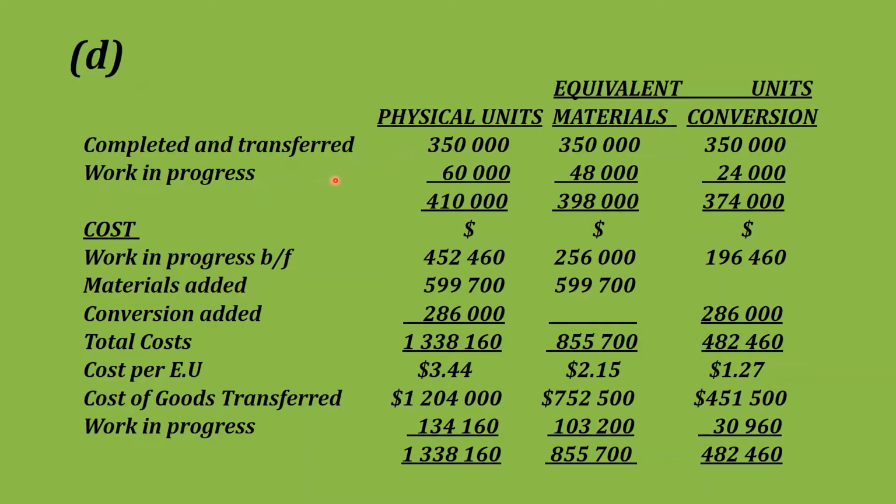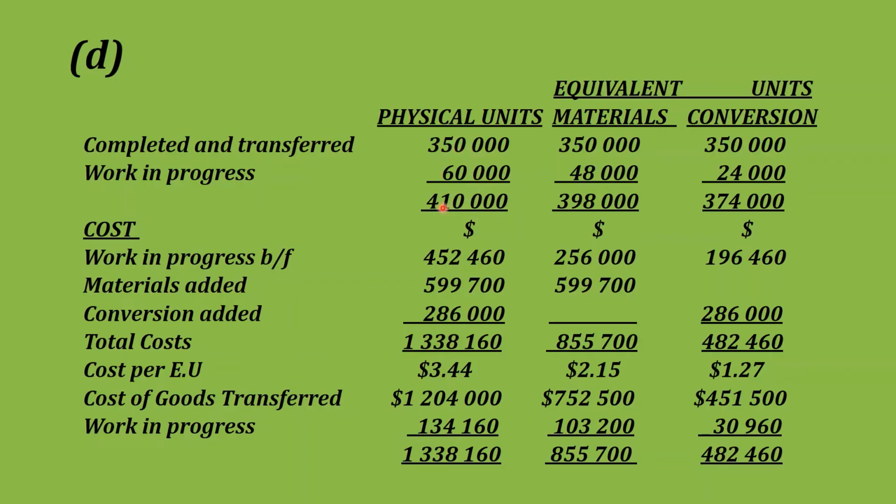The work in progress, we have 60,000, 48 for materials, and 24 for conversion. When we add them down, we get 398,000 equivalent units for materials and 374,000 for conversion. Okay, now we do not add these across. This here is just a notional figure for balancing your units.